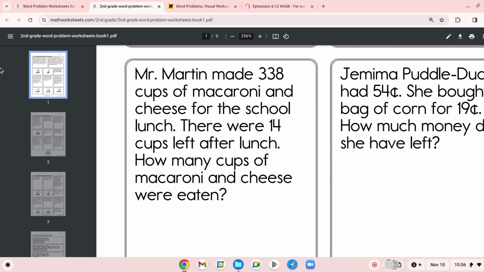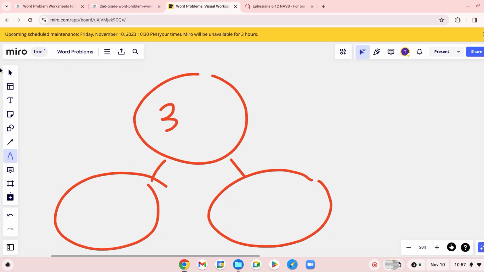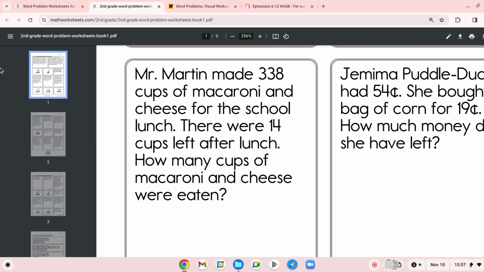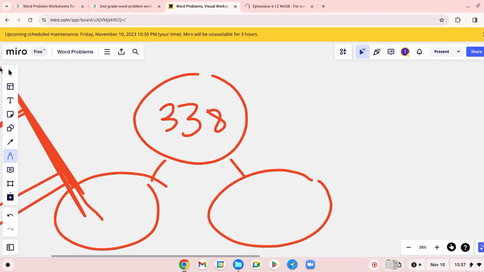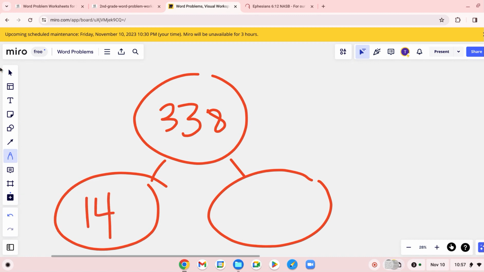The total. Correct. 338 total. And then what? 14 were not eaten. Right? Not eaten. And this one is eaten. So when we have the not eaten and the eaten, we add them all together and then we get 338.